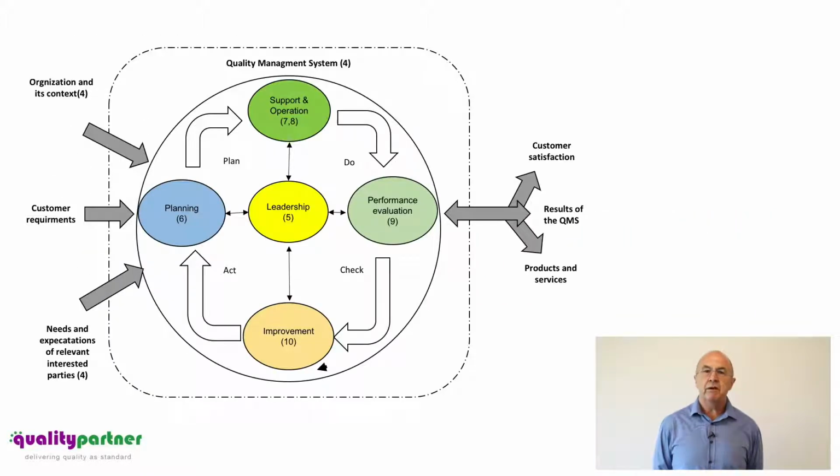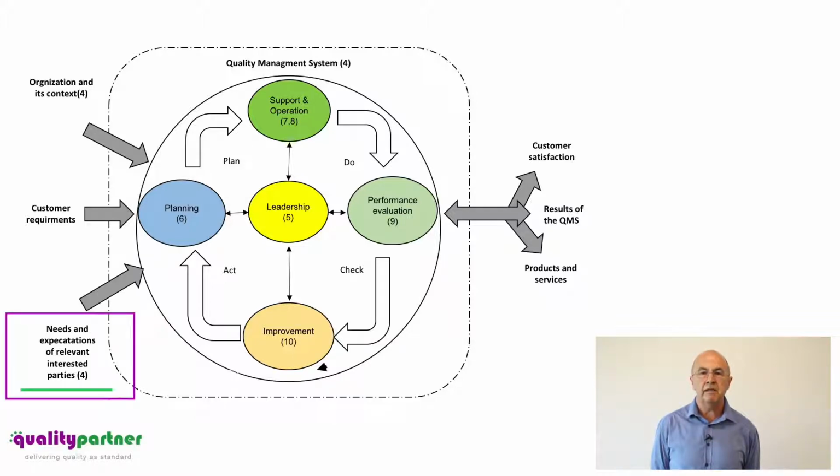I think one of the very good things about this model is it is still based upon a plan, do, check, act approach. But unlike the previous version, leadership are at the centre of the model. So all the requirements in section 5 of ISO 9001:2015 are related to leadership. The other thing that you will see on both sides of the diagram are not just understanding the customer requirements, but understanding the requirements of all interested parties. This is one of the significant changes that we'll talk about later within the presentation.